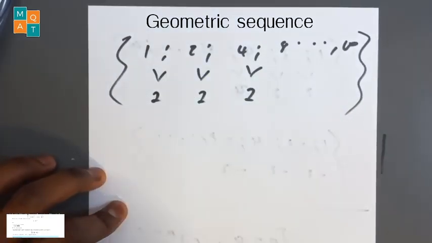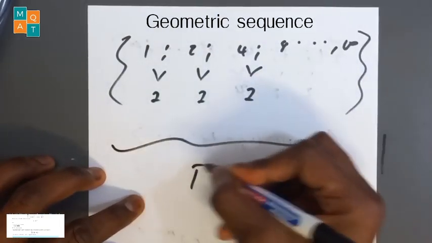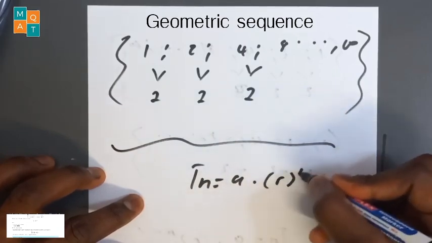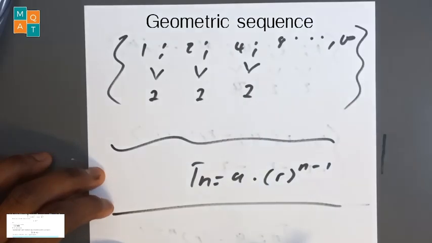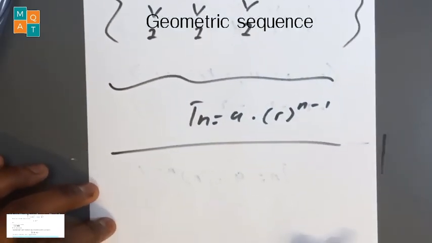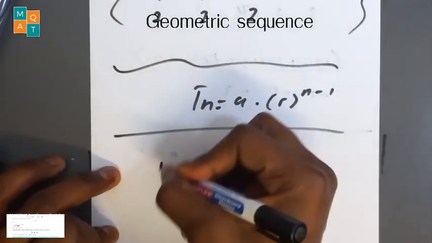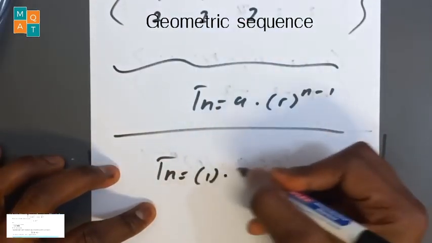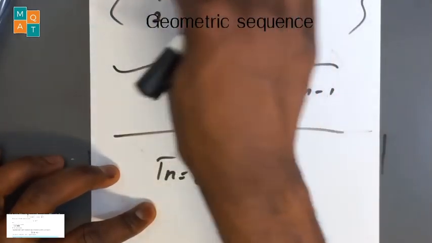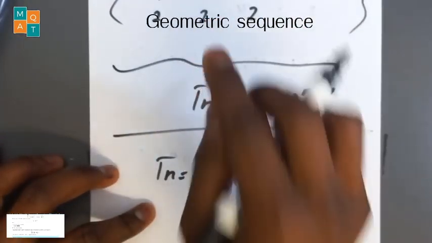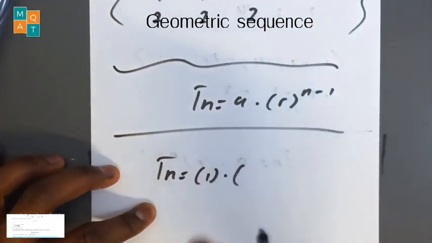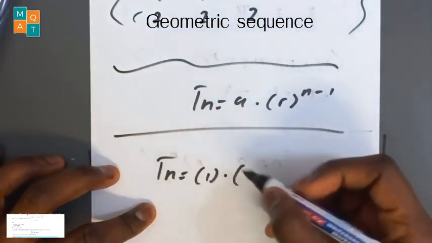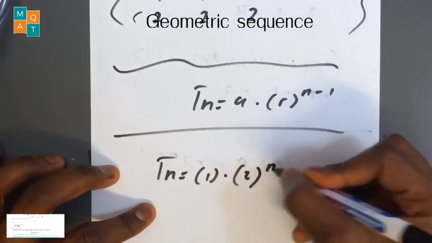So going back to our equation, we had Tn is equal to a multiplied by r to the power n minus 1. So let's now use this equation to find the equation for the sequence we're dealing with right now. Tn equals a, the first term, which is 1, multiplied by r, the ratio. It's not a difference, it's the division, 2 divided by 1, that common value which we find when we divide the next term by the previous term. That is 2 in our case, and then to the power n minus 1.